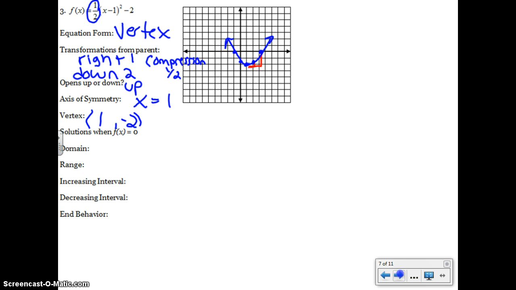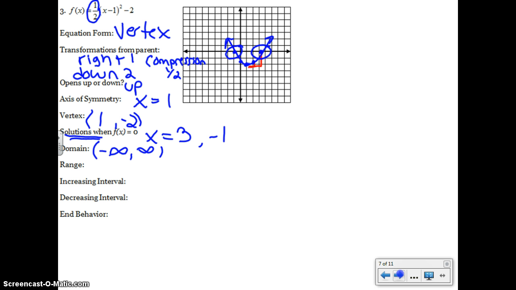But just so you guys can start without a calculator, we can think of these as getting wider or skinnier depending on what changes we have to our parent function. We also have solutions for this one because we do cross the x-axis at 2 points, at x equals 3 and at -1. My domain again is -infinity to infinity.